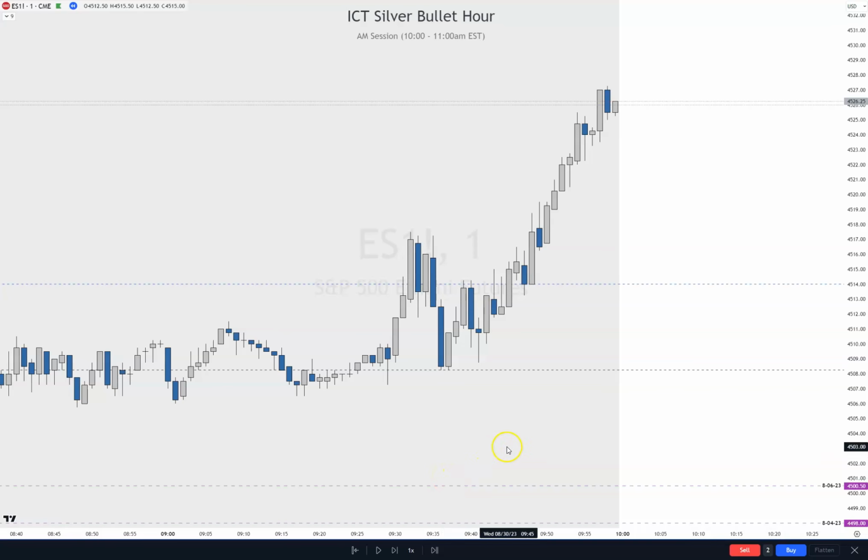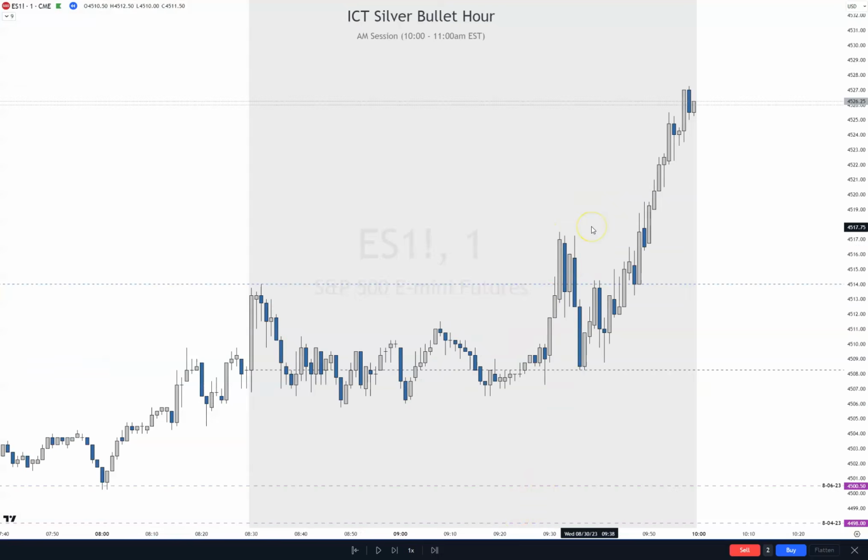Today I want to go over the AM Silver Bullet on August 30th. Before we go to the chart here, I want to tell you that this blue dashed line is the midnight price, New York time, and this dashed line here is the 8:30 opening price, and then these two dashed lines down here are a new week opening gap from earlier in the month. So let's see what happens here.